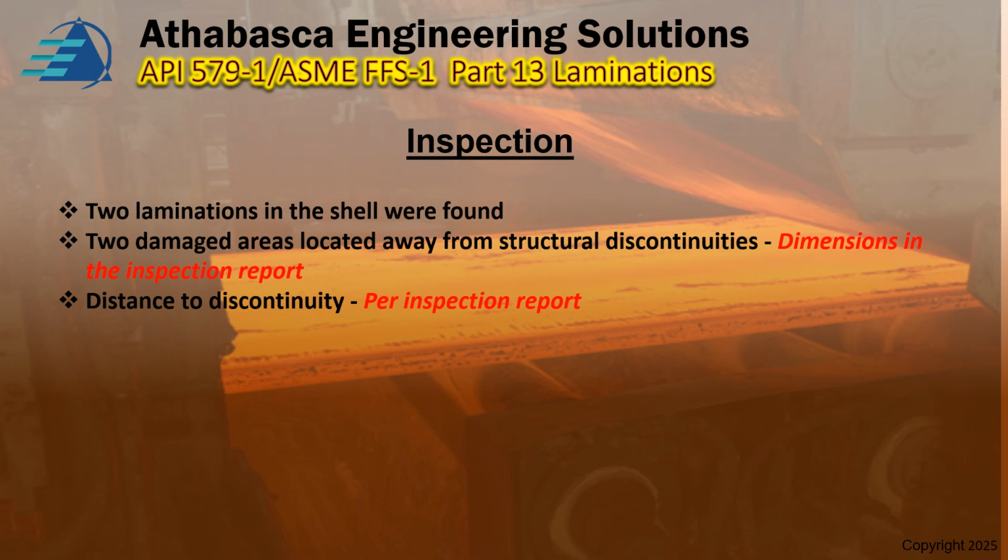We know that the distance to the discontinuities is shown in the report, as is the distance between the laminations. The distance to the nearest weld is shown in the report, and they found there was no loss of thickness. So the vessel is in really good shape. It hasn't deteriorated. It's just that they found these two laminations.